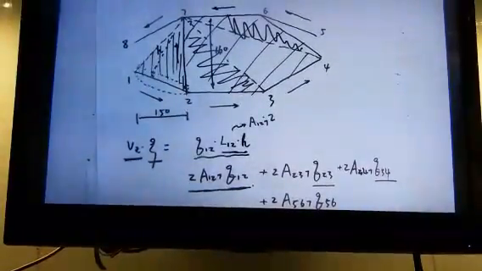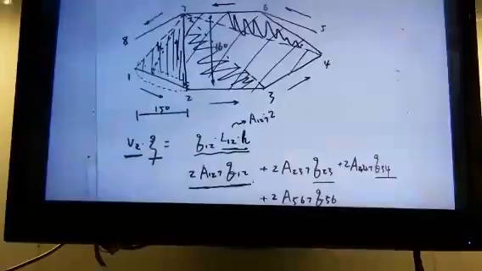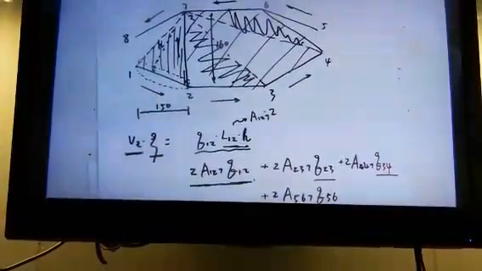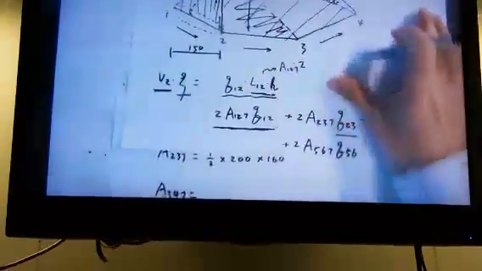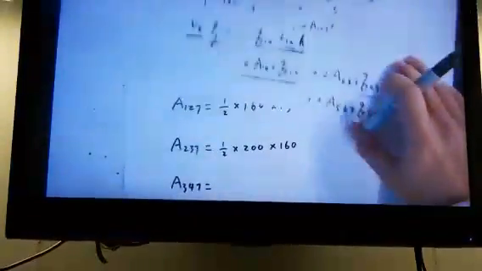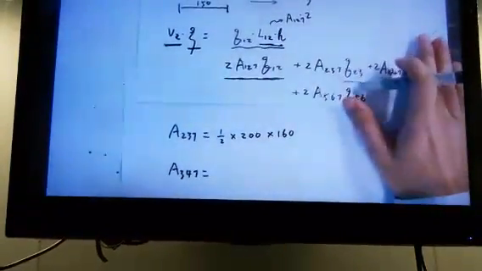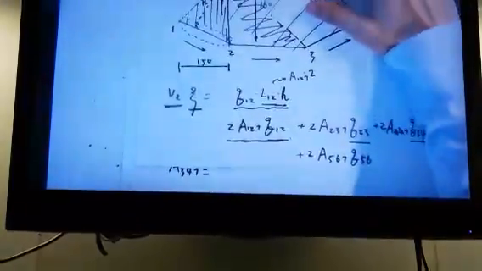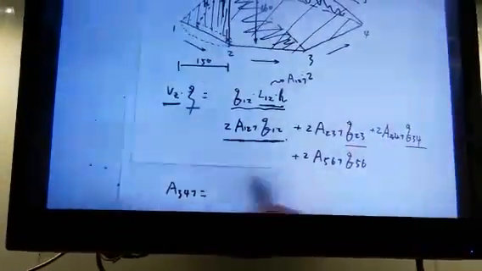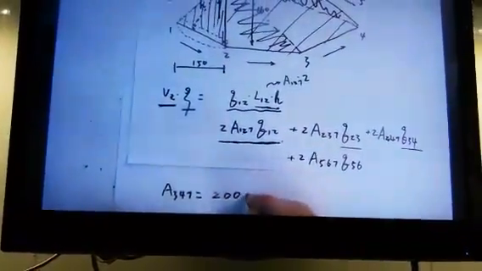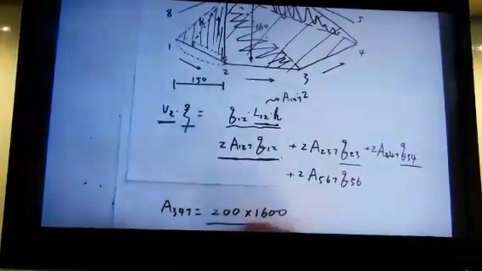So this is how I calculate the area. The total area is a combination of the rectangular and a triangle. Rectangular area is the length times the height. From 2 to 3 is 200, and the height is 160. The triangle is alongside.